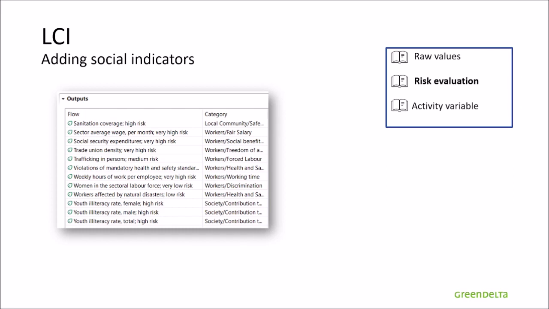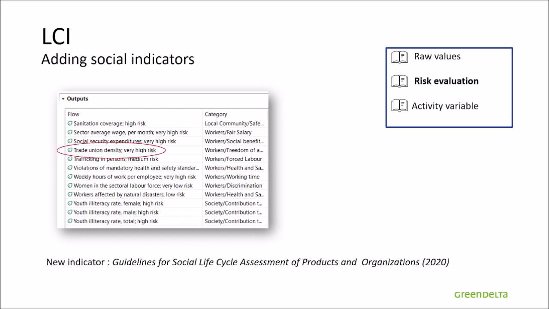It can also be relevant to create a new indicator, very specific to your study. The Guidelines for Social Life Cycle Assessment of Products and Organizations is a document from the UNEP and SETAC initiative, which gives recommendations for the creation of reference scales if it is relevant for your case to create a new indicator. More generally, these guidelines are very useful when carrying out a social study, so if you didn't know it yet, I really recommend that you take a look at it.